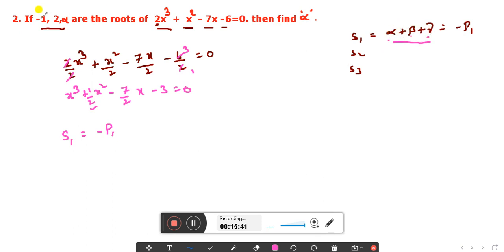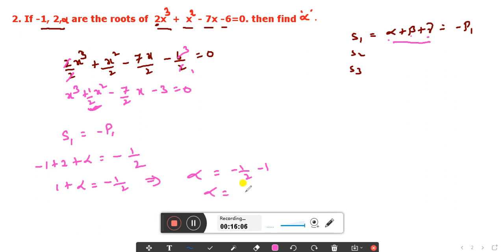When you substitute all these, minus 1 plus 2 plus alpha equals to minus P1. P1 is just now I said 1 by 2. When you subtract this, 2 minus 1 is a 1 plus alpha equals to minus 1 by 2. That equals to alpha equals to minus 1 by 2 minus 1. Finally, minus 1 by 2 minus 1 equals to minus 3 by 2. This is about alpha value.